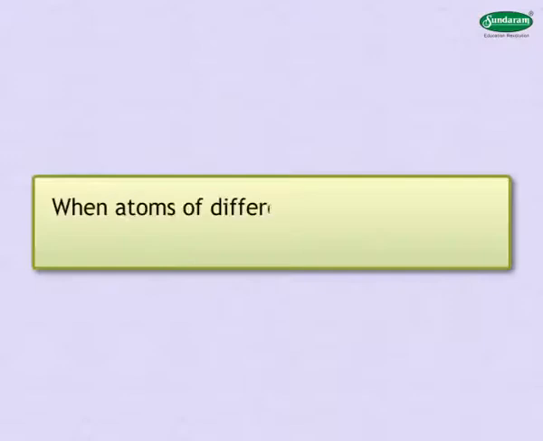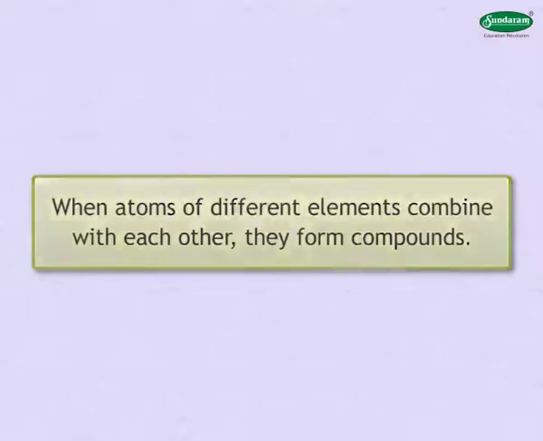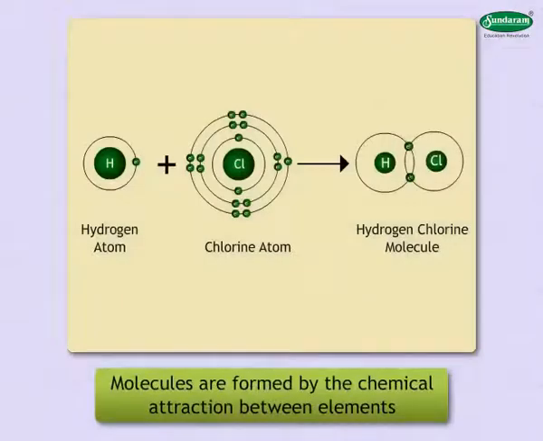When atoms of different elements combine with each other, they form compounds. Molecules of these compounds are formed by the chemical attraction between elements.